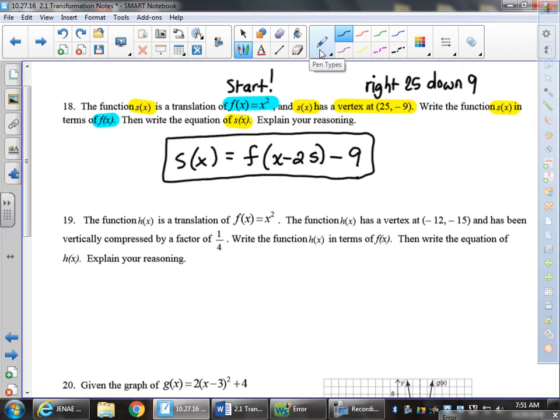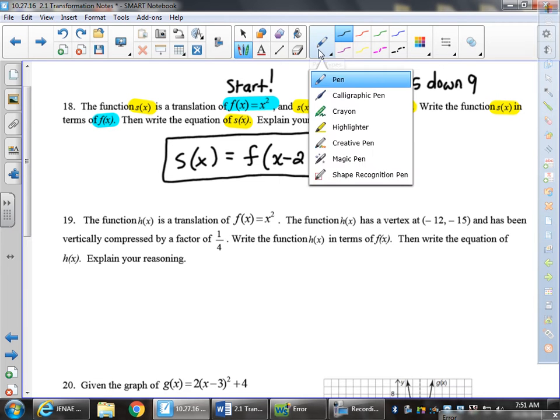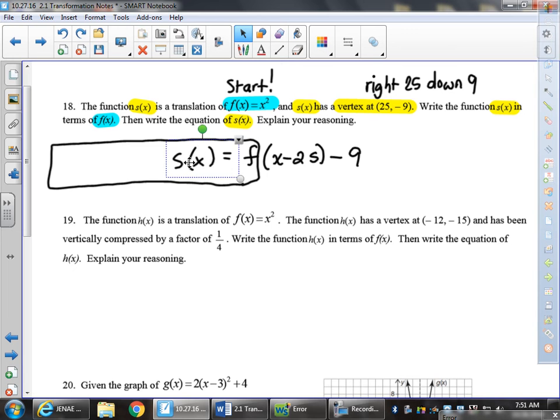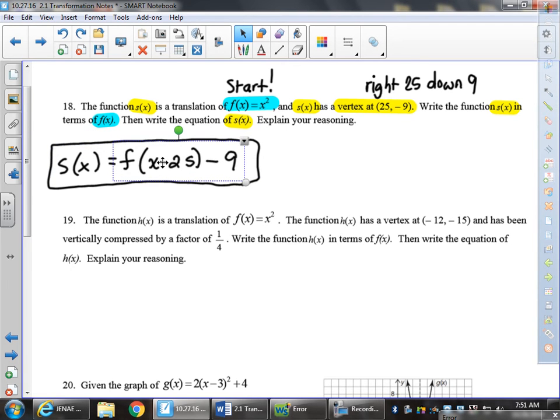Oh, I see what you're saying. We only answered the first part, right? Yeah. So let's move this over. So this was writing the function in terms of the parent function, but now it says write the equation of s of x. So can we kind of take f out of it, so to speak?